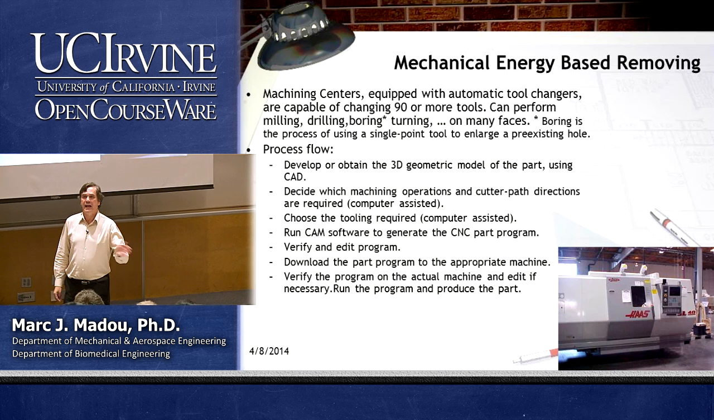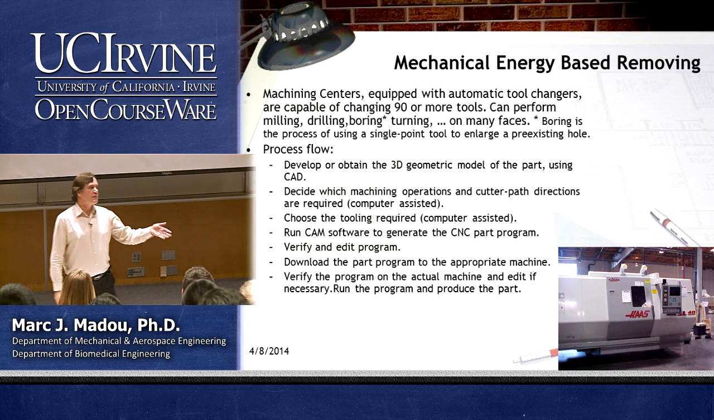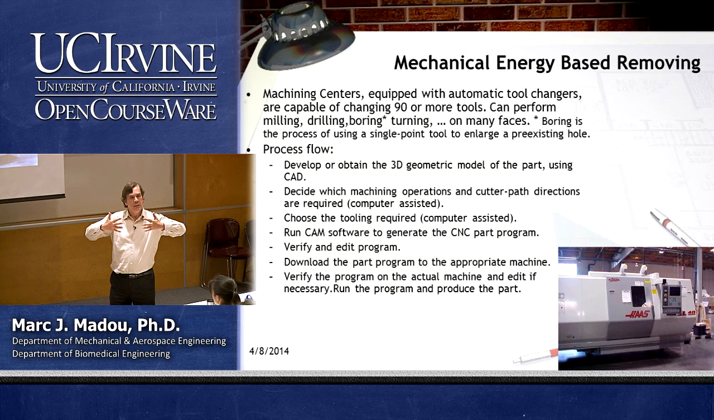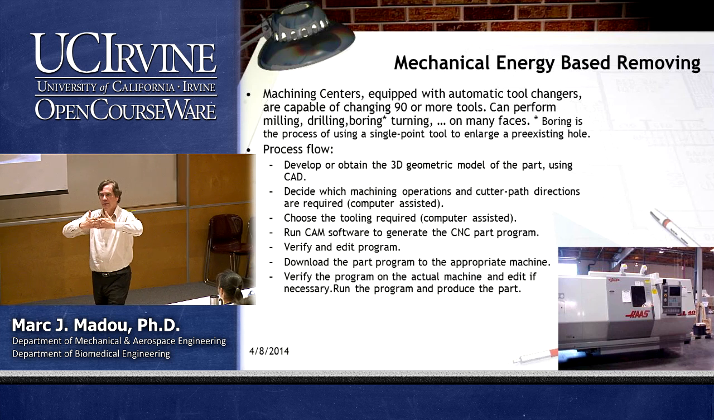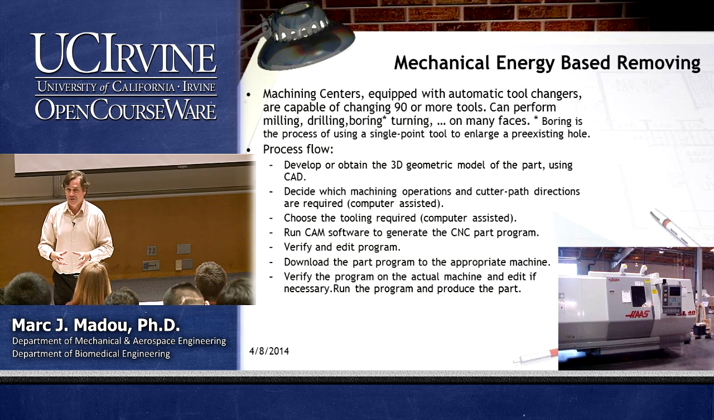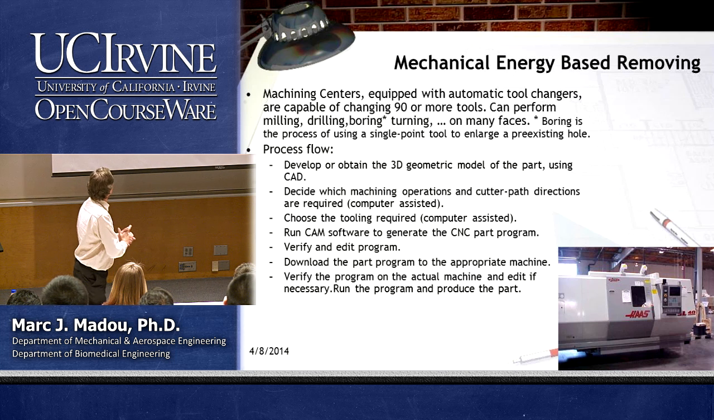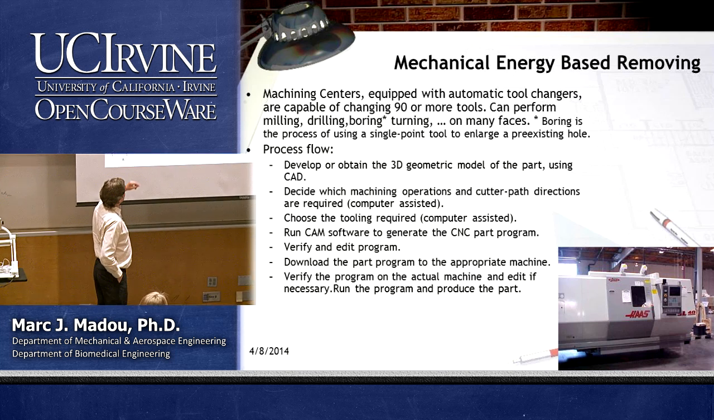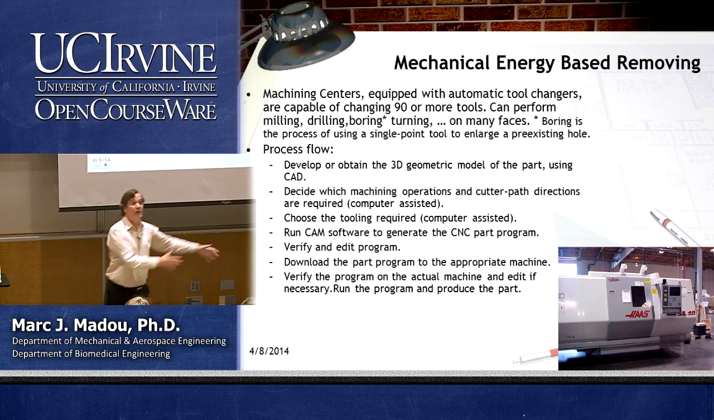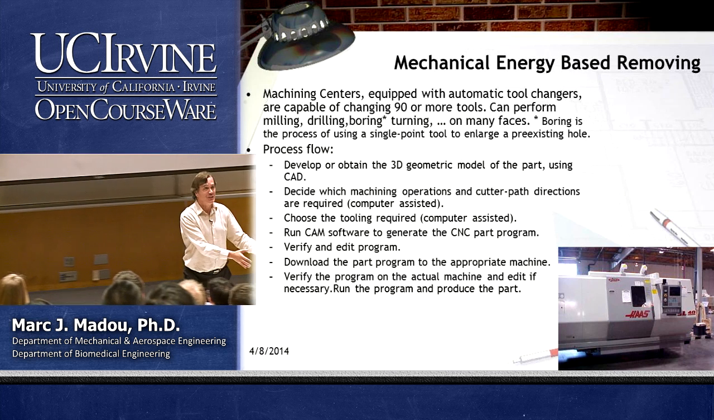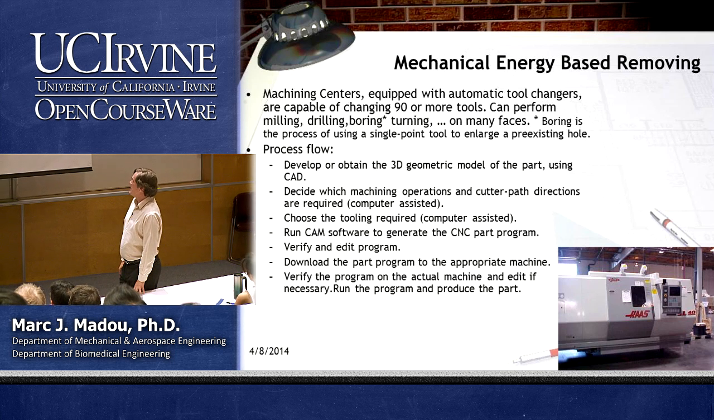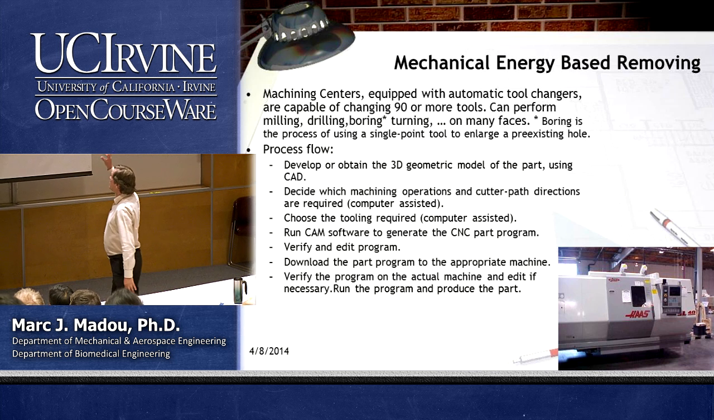So what's the difference between CAD and CAM? CAD is computer-aided design, and CAM is computer-aided manufacturing. And more, these 2 programs are interlocked. So the CAM is interpreting the CAD, the design, and tells you how to machine it, what tools you will need. So you will then run the CAM software to generate a CNC part program, verify and edit the program, download the part program to the correct machine. It will even tell you, oh, you can't even do it on this machine. You need another one. And then verify the program on the actual machine and edit if necessary, and run the program, produce the part.